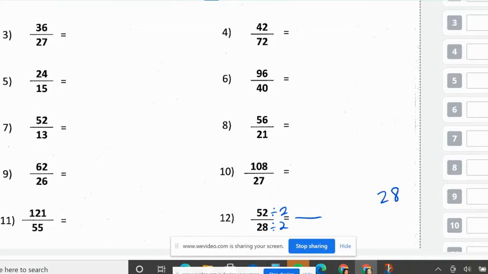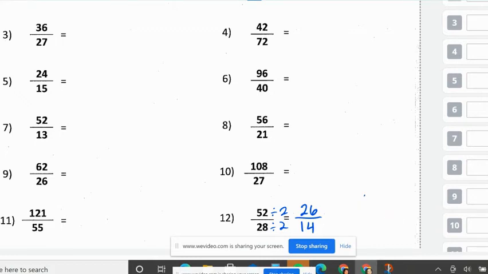28 cut in half. I like this trick where I cut them in half. Half of 8 is 4. Half of 2 is 1. It's 14. 52 cut in half is going to be 26. Let's see, 26 plus 26 is 52. Yes. And then 26 over 14.